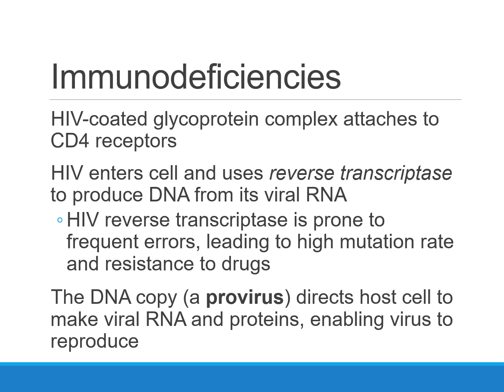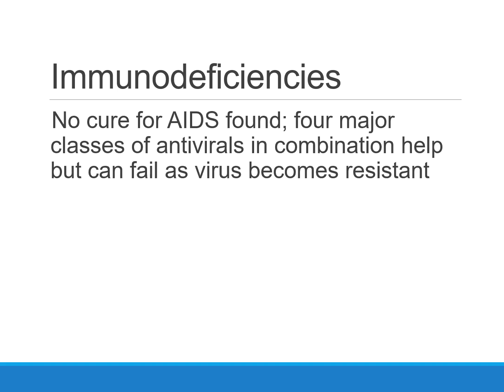All right, and because it is backwards, it's prone to a lot of transcription errors, and it has a lot of mutations in it, and it's very resistant to drugs because you have a lot of mutations. So a lot of drugs are meant to target some aspect of the DNA or RNA sequence, and when it keeps changing, it no longer can work. The DNA copy of provirus directs the host cell to make more viral RNA and proteins, which enables the virus to reproduce. There is no cure for AIDS. There are four major classes of antivirals that work together in a drug cocktail that help, but so far the virus has continued to become more resistant.